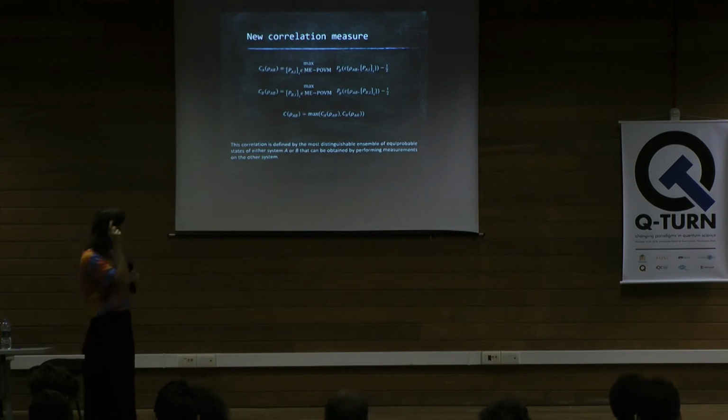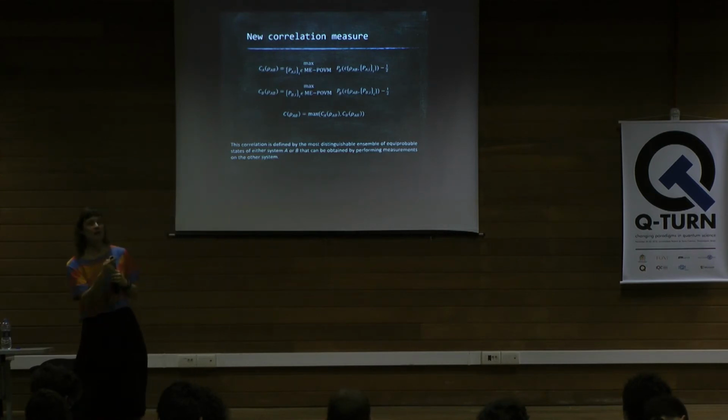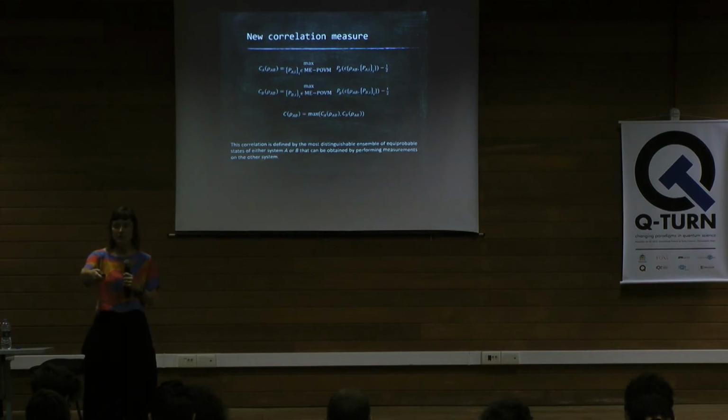But not only this. What is really behind here? What is this quantity identifying? It's identifying the most distinguishable ensemble among the ensembles that I'm preparing where the states appear with the same probability. So imagine that I have this bipartite state. I want to prepare an ensemble on one of the parts, in a way that all the states are prepared with the same probability, and now I want to get the most distinguishable ensemble. And this is what this quantity is quantifying.